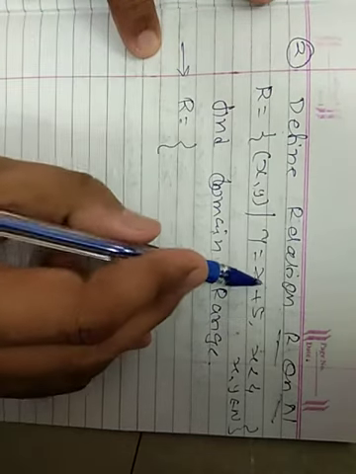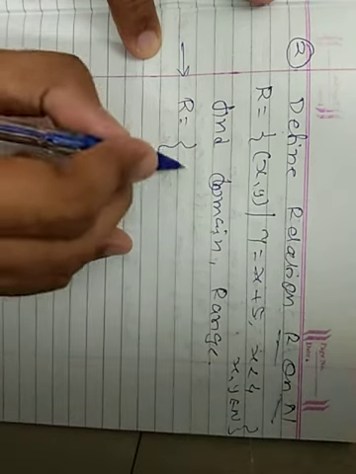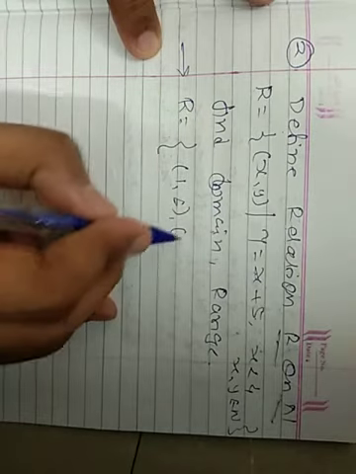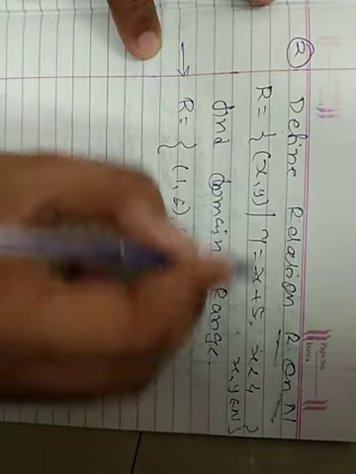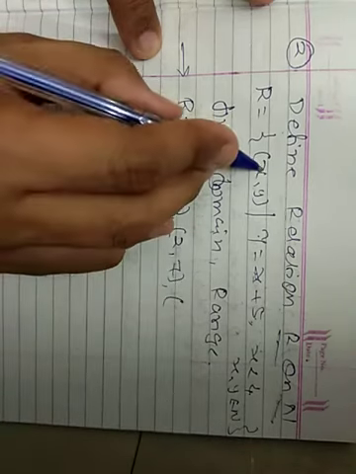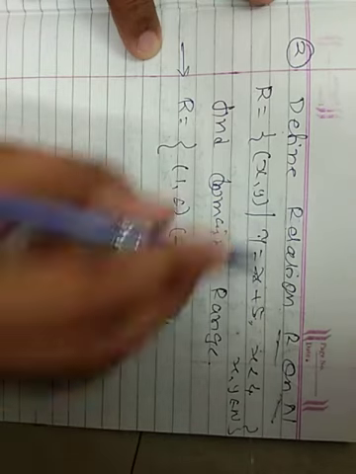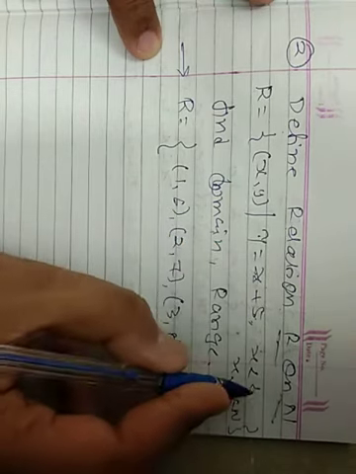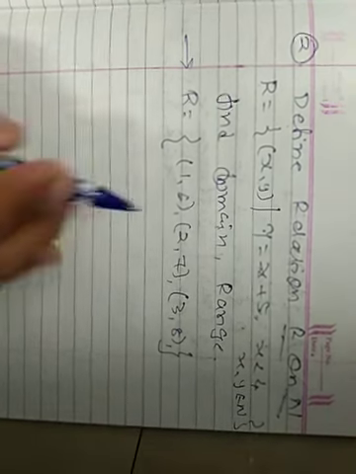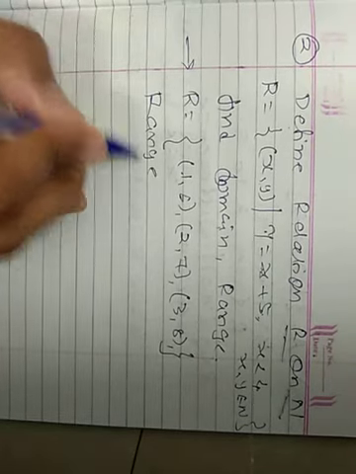R is equal to: x is equal to 1, put here 1. 1 plus 5 is equal to 6. X is equal to 2, then 2 plus 5 equal to 7. X is equal to 3, 3 plus 5 equal to 8. X is less than 4, that's why we do not take 4 here. That's why range is, and domain is.